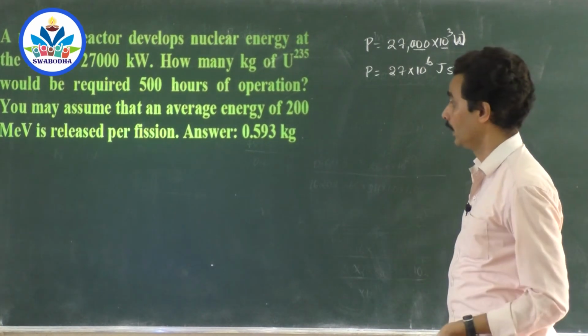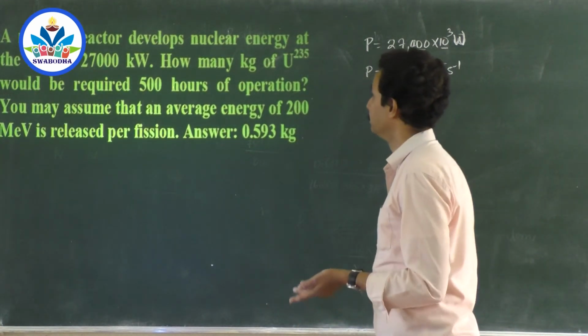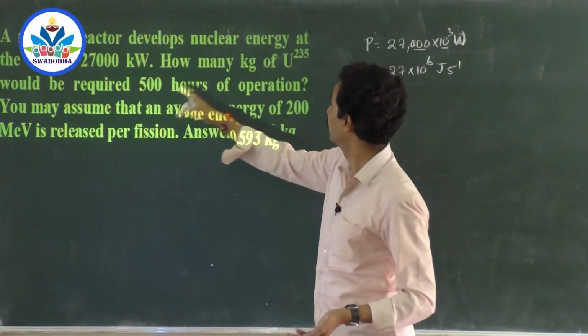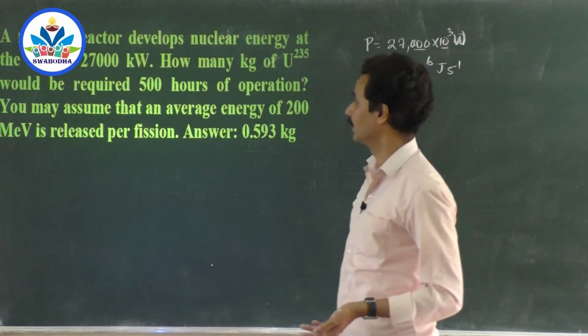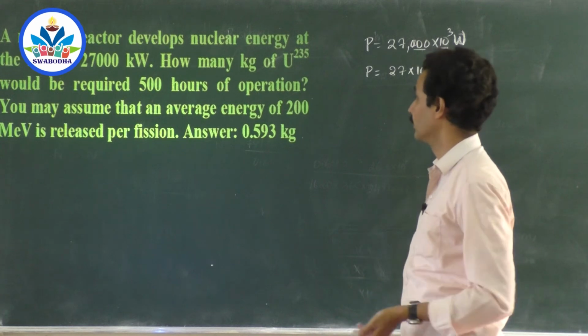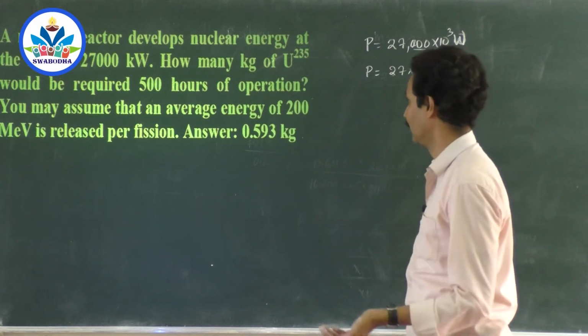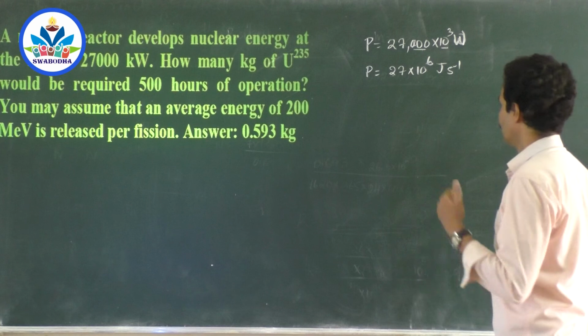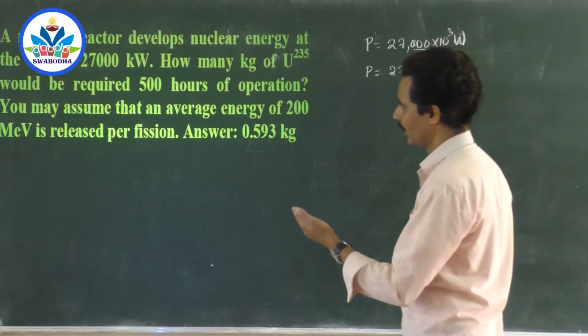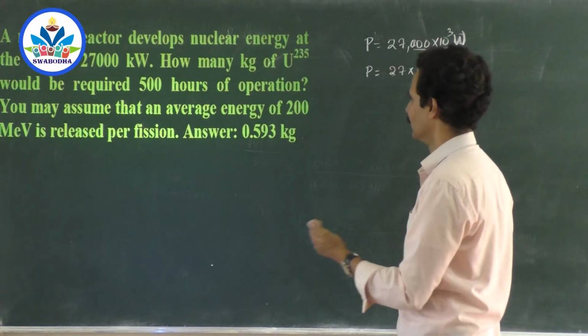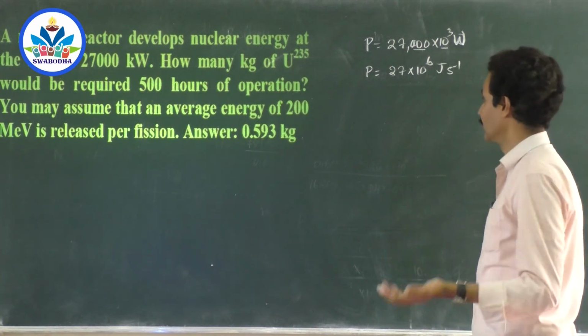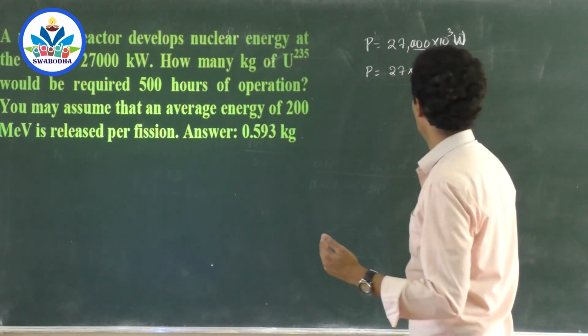How many kgs of uranium 235 would be required for 500 hours of operation? Per second we will calculate first. Power is equal to 27 into 10 to the power 6 joules per second. Actually I should have given this as homework, but let it be. We will work it out. You work it out together so that you will get some confidence, right?